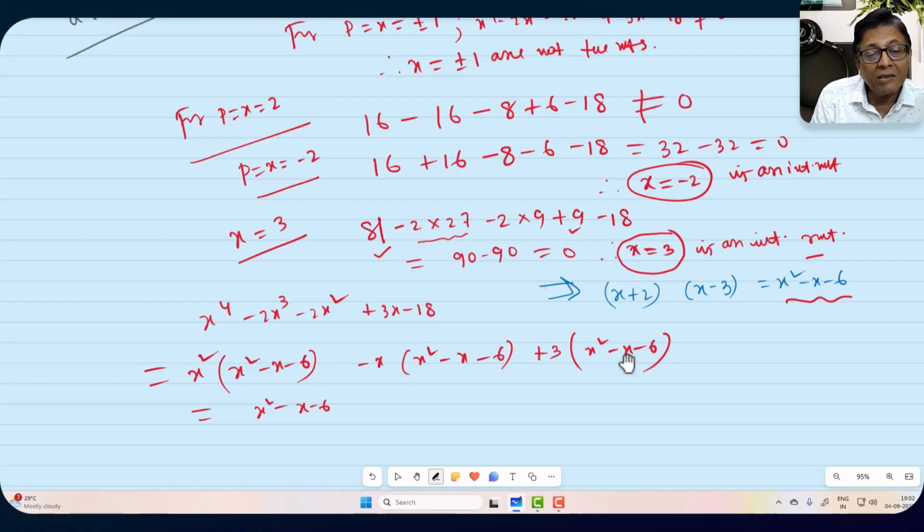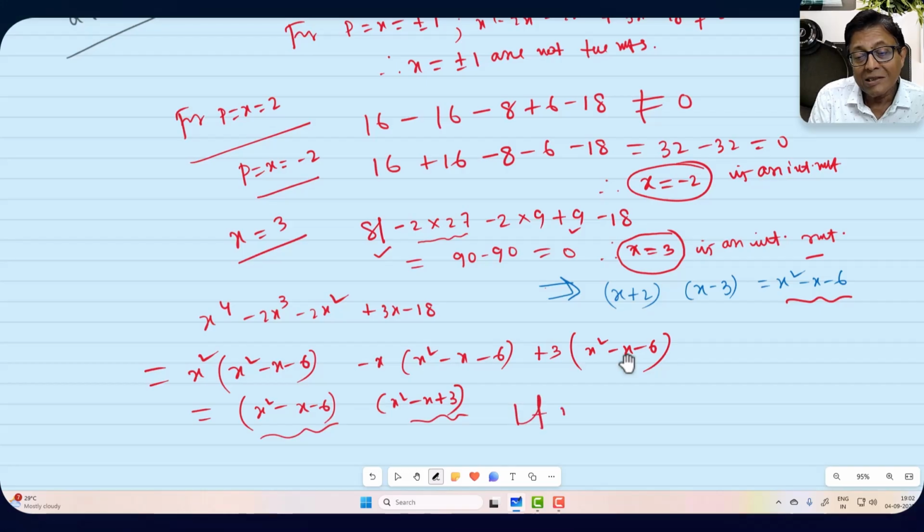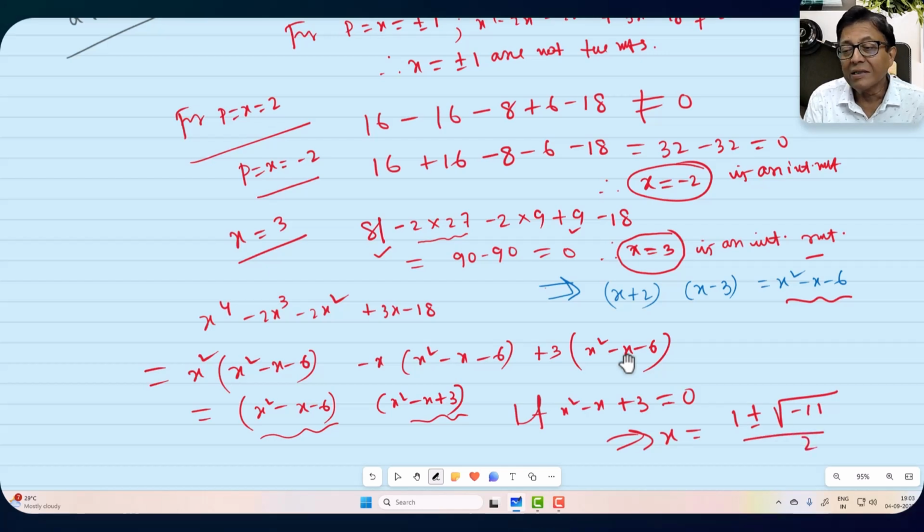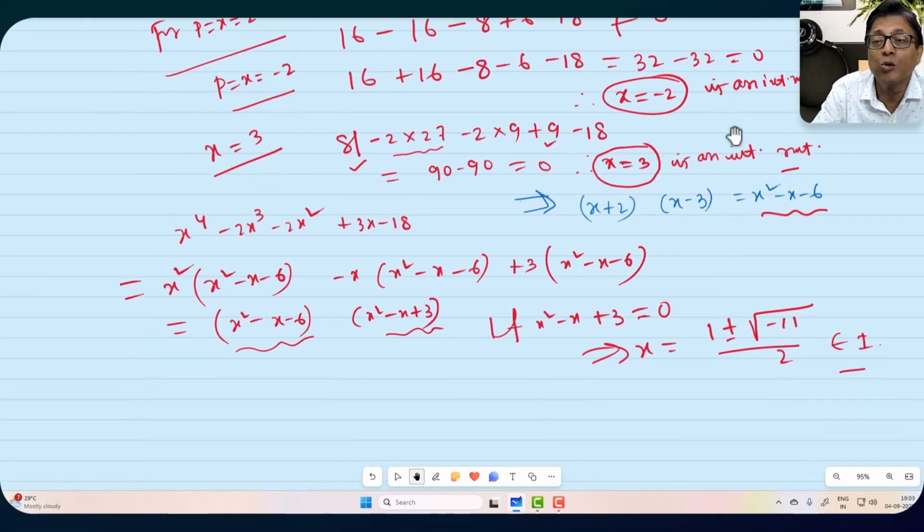So x square minus x minus 6, this one when you factorize you will get minus 2 and 3. This other one, if you make it 0, this implies that x equals minus b plus minus square root of b square minus 4ac by 2a. This does not belong to the set of integers. This is not in I. Complex numbers are not ordered. You can never refer to them as integers. So the only integer roots are minus 2 and 3. Hope you have understood. Okay.